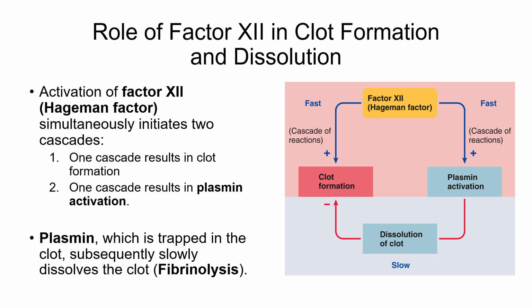So Hageman factor, activated through the intrinsic pathway, initiates this quick cascade to result in the clot formation to prevent the blood loss. But simultaneously, the Hageman factor will also activate plasmin within the clot that will start the slow breakdown of the clot by breaking down the fibrin. Thus, another word for this dissolution of the clot is called fibrinolysis.